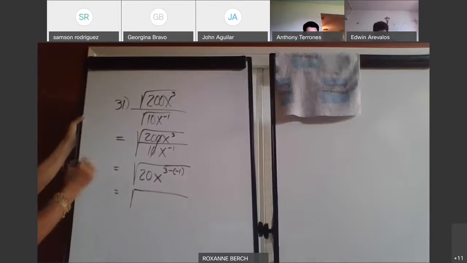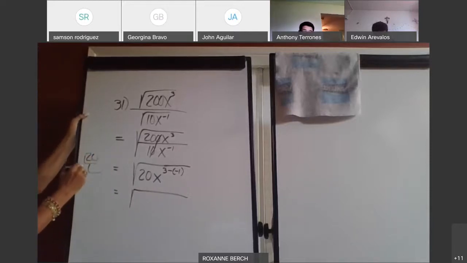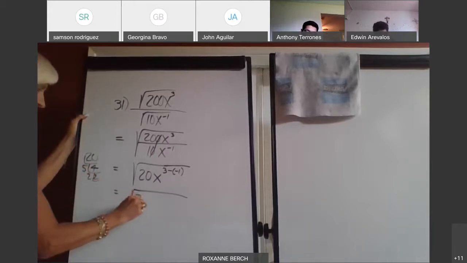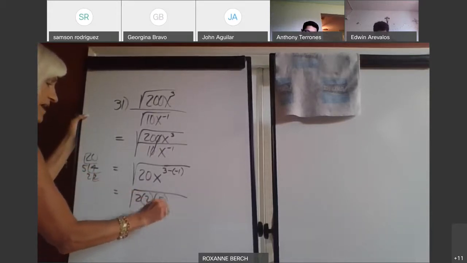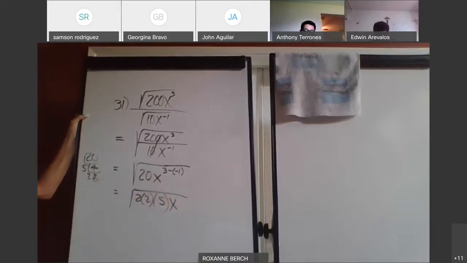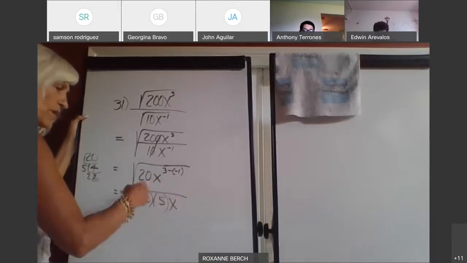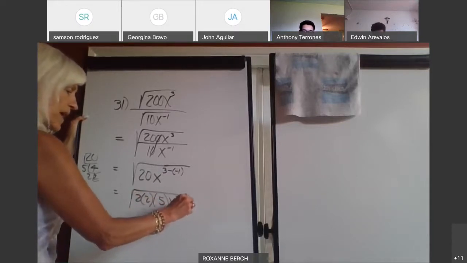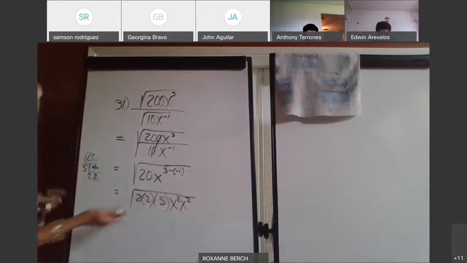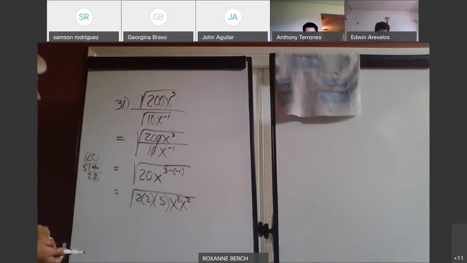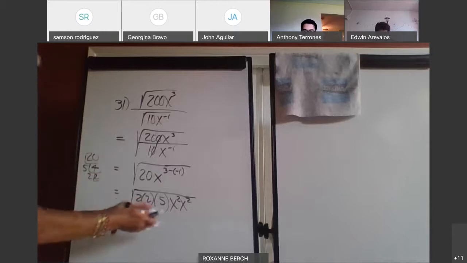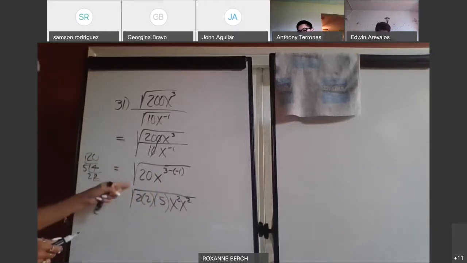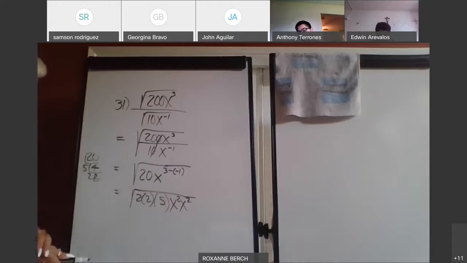And now we're going to do a prime factorization on 20. So we can take out a 5 or a 2. 5 times 4, 2 times 2. So we have 2 times 2 times 5 times x to the 4th. And you can either write out x times x times x times x, or I like to put them in pairs, since we're in squares. I like to put them in squares because I know that one comes out. Now, if this had been a cube root, I would have put them in powers of 3. If it had been a 4th root, I would have put them in powers of 4.